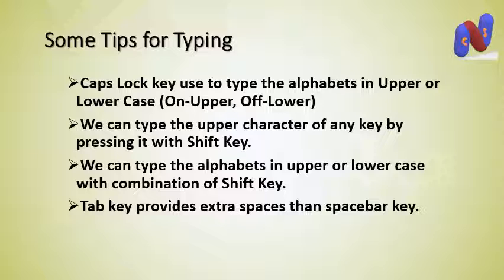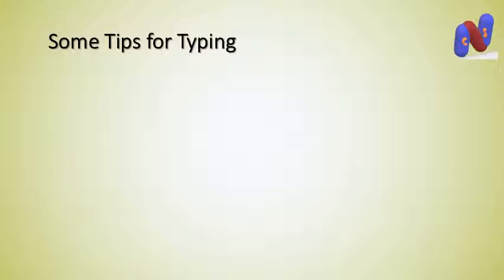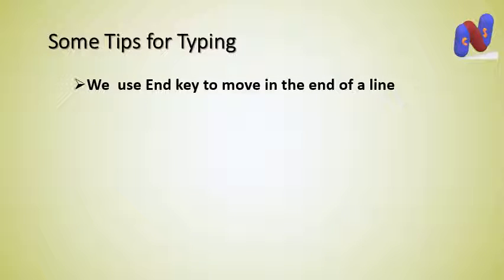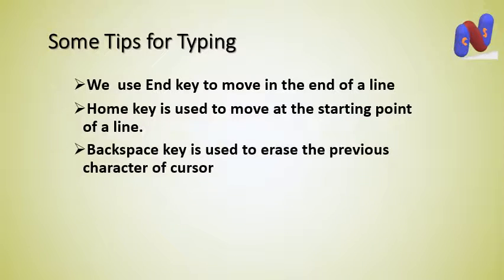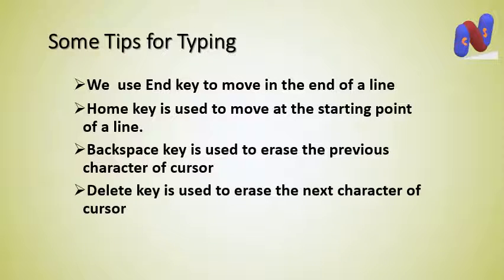Now we can type alphabets in upper or lower case with a combination of the Shift key. Meaning if Caps Lock is on, then by pressing the Shift key we can type in lower case, and if Caps Lock is off, then by pressing the Shift key we can type in uppercase. The Tab key provides extra space compared to the space bar. We use the End key to move to the end of a line. The Home key is used to move to the starting point of a line. The Backspace key is used to erase the previous character of the cursor, while the Delete key is used to erase the next character of the cursor.